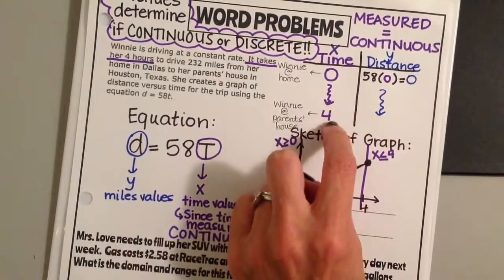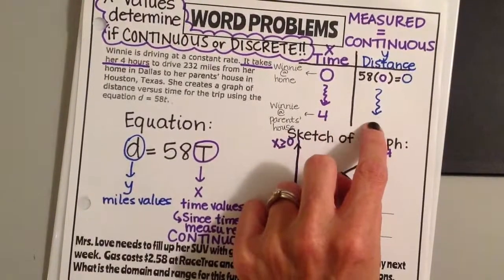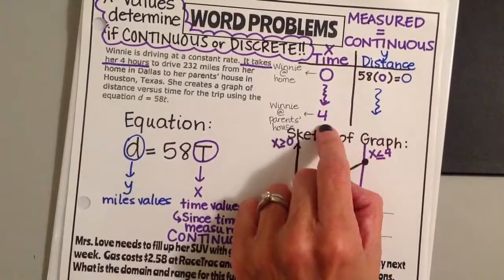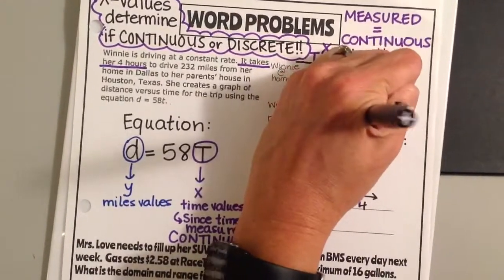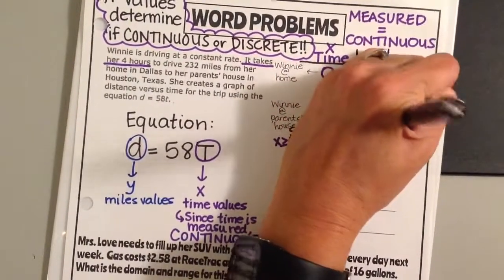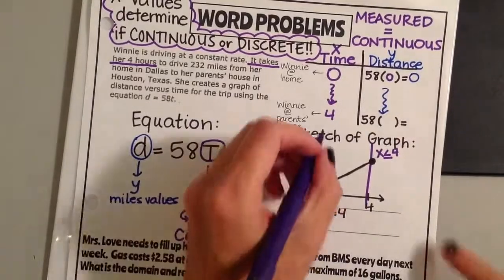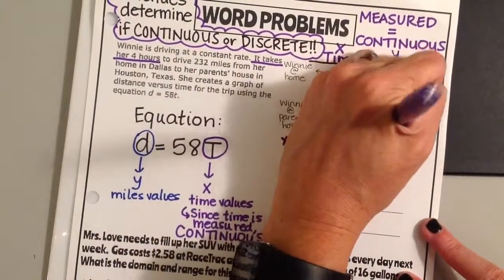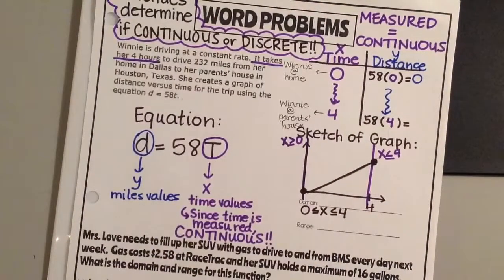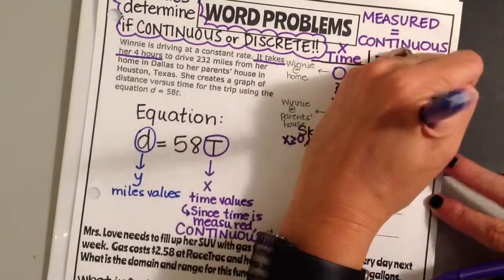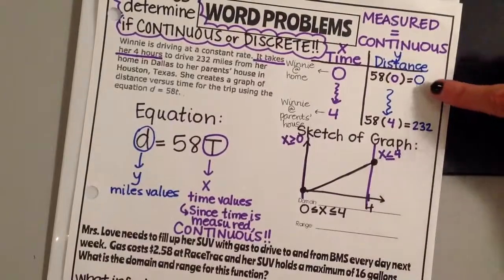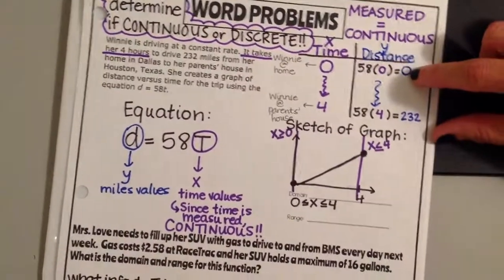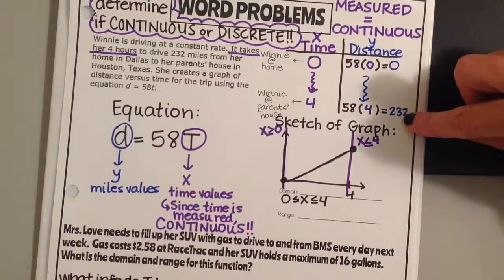When I stop measuring my time, can I figure out what my maximum distance is? Because my maximum time is 4. And just like we did with 0, I'm going to use my function rule, my equation, and plug in my x value. This time my x value is 4, and I'm going to do the math. What is 58 times 4? And it is 232. So my smallest amount of distance is 0. That's how far down on the y-axis I go, and as high as 232 miles.